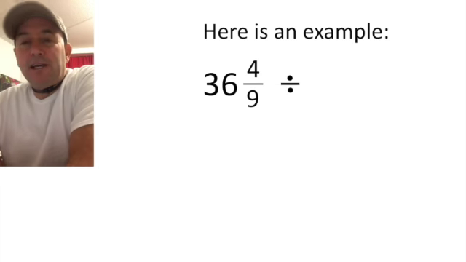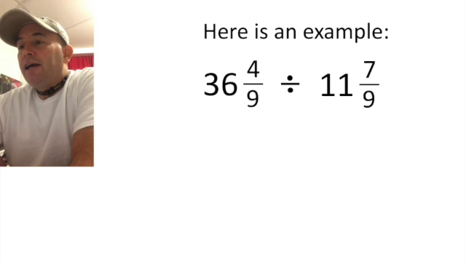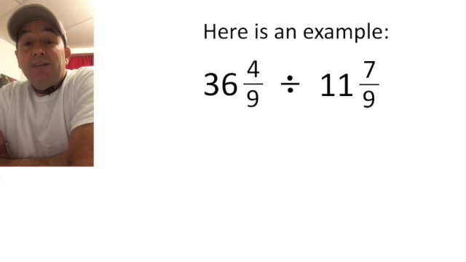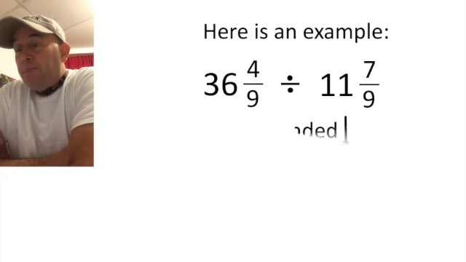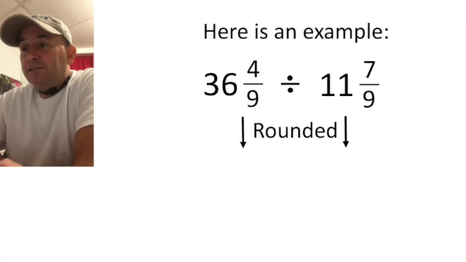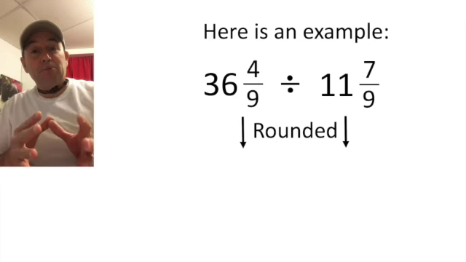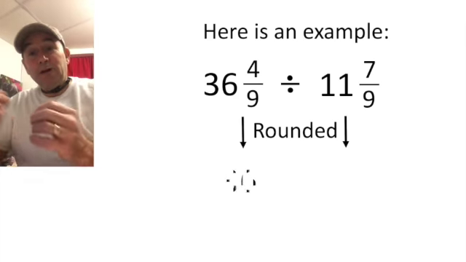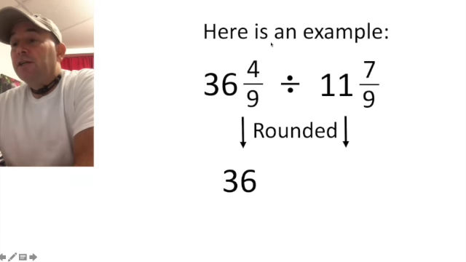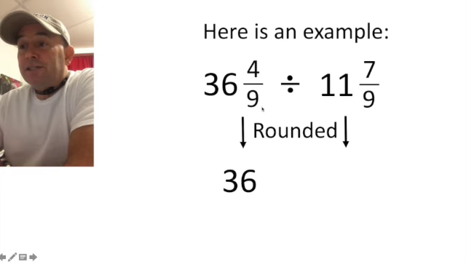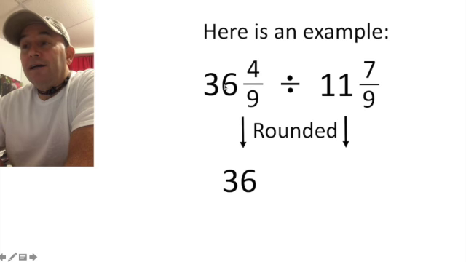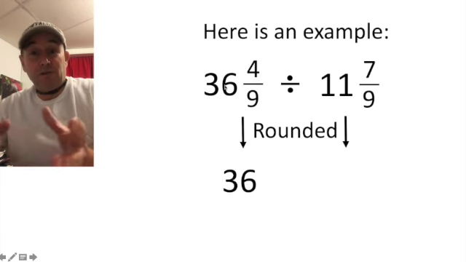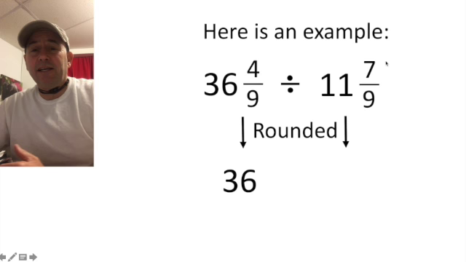Okay, so let's take 36 and 4/9 and divide it by 11 and 7/9. When we do this, we're going to round 36 and 11 to numbers that are compatible and close to what the numerator and the denominator tell us to do. So we're going to take 36, and 4/9 is going to tell 36 to just round down and stay the same.